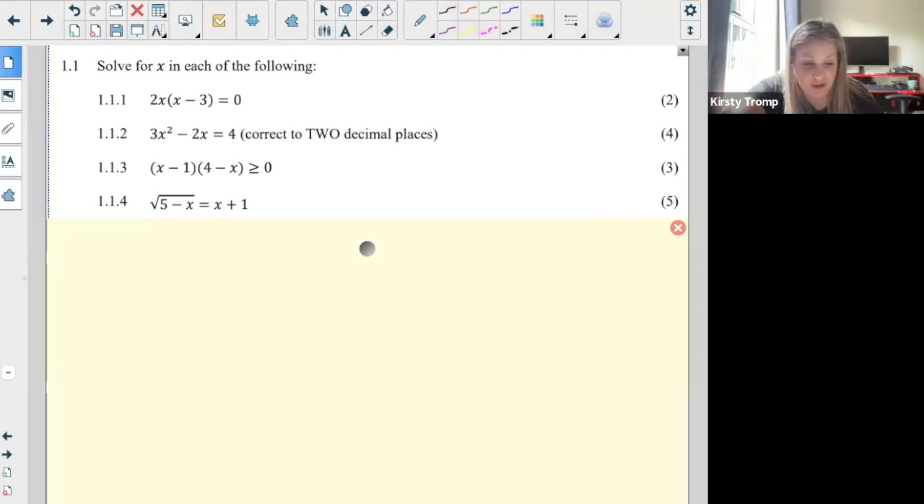The first question that we've got here, 1.1.1, they've got 2x(x - 3) = 0. The second question, and those are the two that we're going to focus on very quickly, they've got 3x² - 2x = 4. The difference between these two is that in the second one, they've got in brackets, correct to 2 decimal places. That's really something they brought in this year in grade 11, this whole correct to 2 decimal places thing.